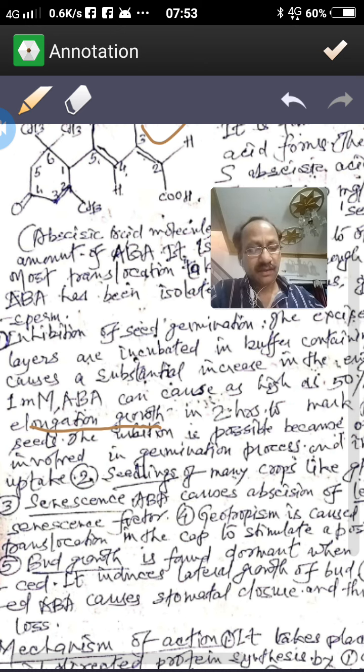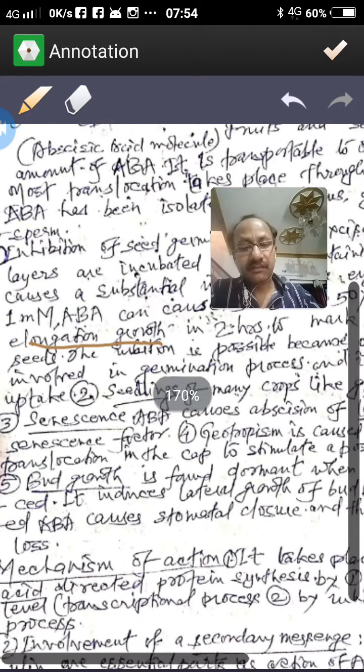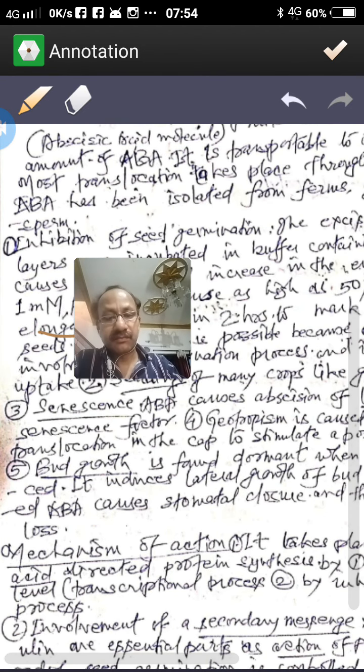Senescence. Abscisic acid causes abscission of leaves and fruits due to senescence factor. And geotropism is caused due to basipetal translocation in the cap to stimulate a positive geotropic response. Senescence is here.